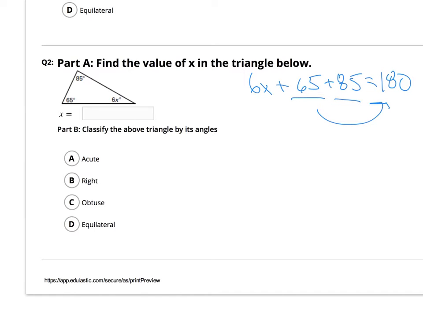And again, in part B, then select, is it acute, right, obtuse, or equilateral triangle? Okay, that's question 2.